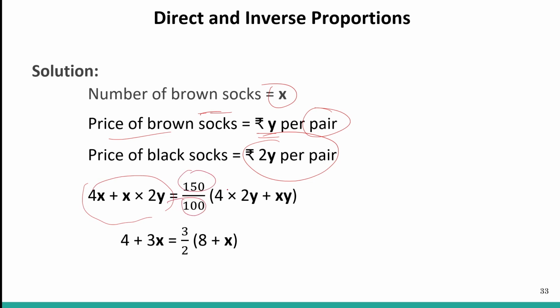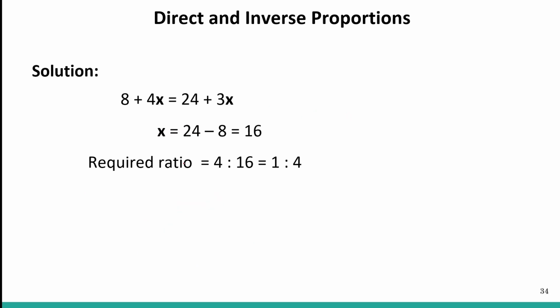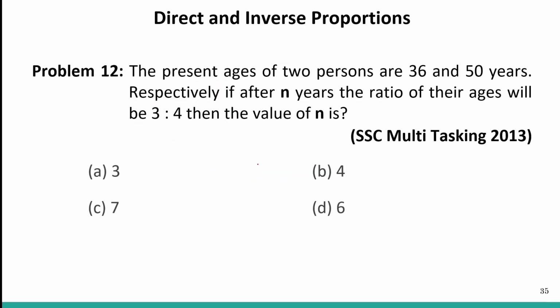Okay, because he paid 50% more. It is 4 into 2y plus xy. So 4 plus 3x is equal to 3/2 into 8 plus x. So 8 plus 4x is equal to 24 plus 3x. That is x is equal to 24 minus 8, which is 16. So the required ratio is 4:16, which is equal to 1:4.